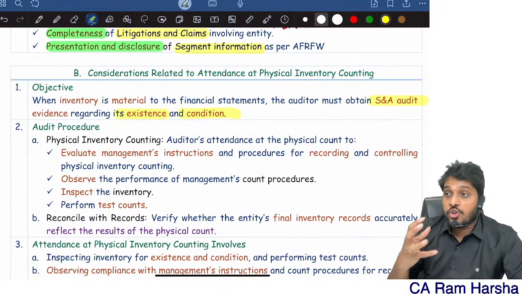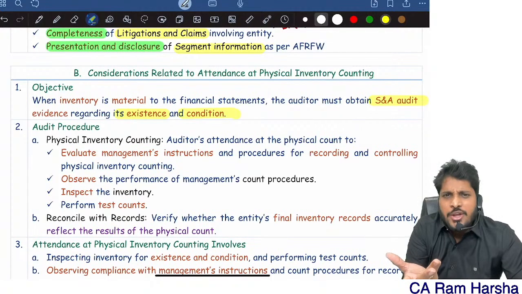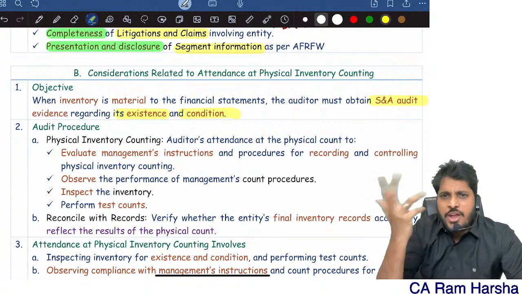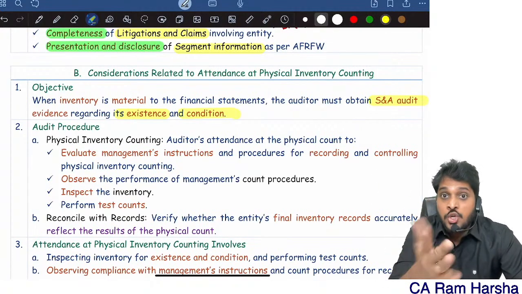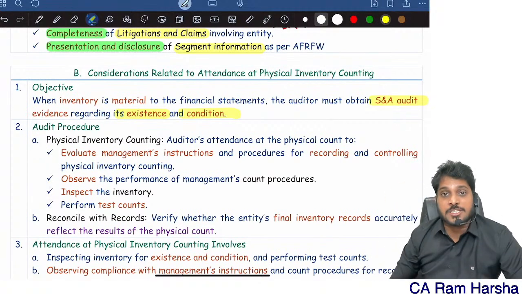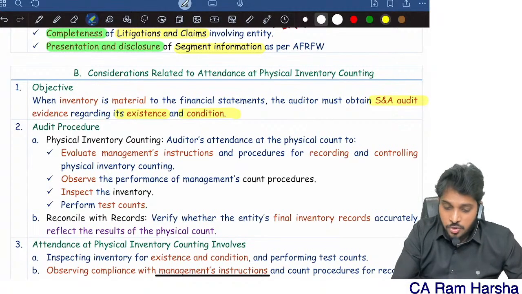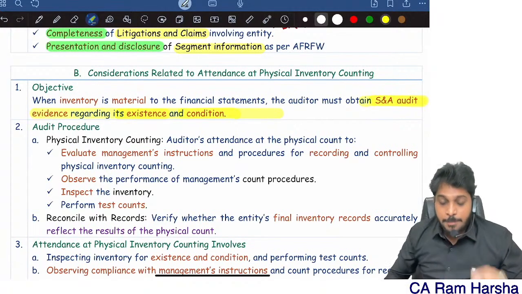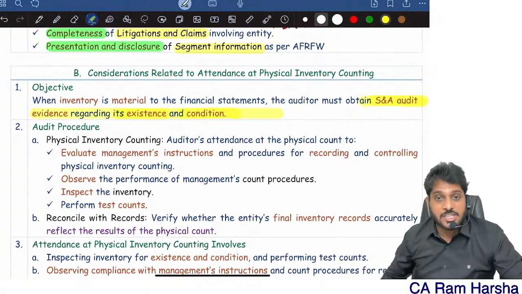If you want to know the condition of inventory, how can you check condition through a photograph? How can you check condition of inventory through a CCTV camera? You can't. So that is not an adequate audit procedure for 501 purposes. What 501 says is, you must obtain sufficient appropriate evidence regarding existence and condition of the inventory.